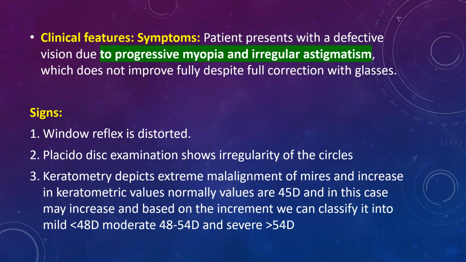When the keratometric values do not exceed 48 diopters. When do you call it a moderate case? When the keratometric values range between 48 to 54 diopters. And when do you call that particular case a severe case? When the keratometric values are more than 54 diopters. Okay, that is what they're telling you in this particular sentence.